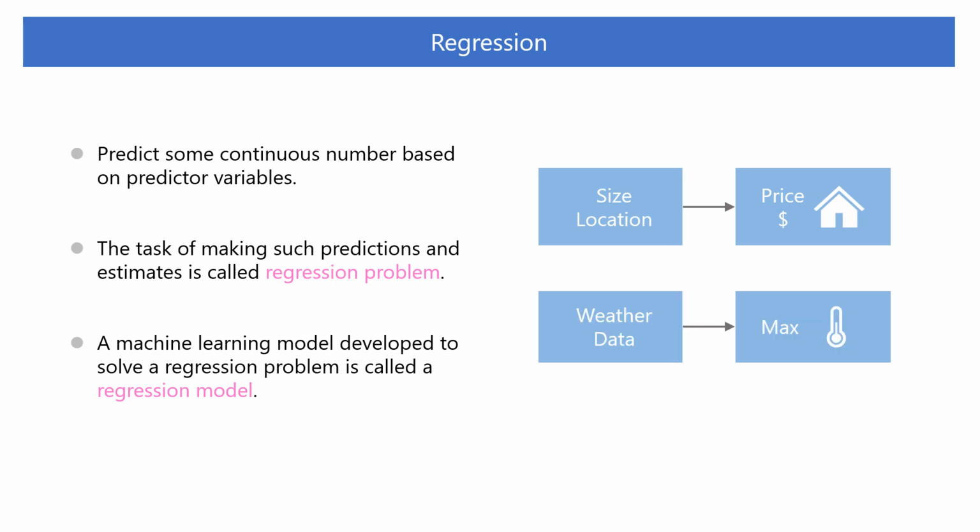Another example is predicting the maximum temperature for the next day based on weather data for a given year. In classification, the category will be the correct answer, whereas in regression, the specific number will be the correct answer.